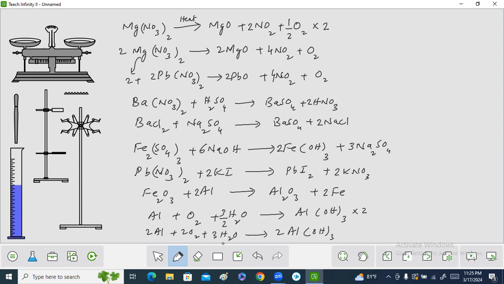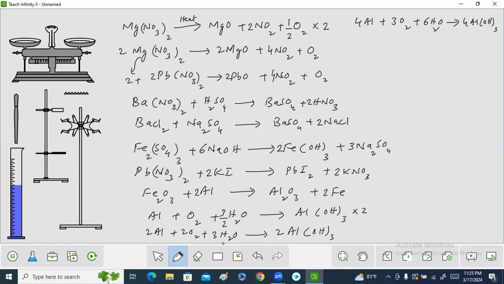So there are 6 oxygen on the other side. So we have to increase the number to balance this equation. If I increase the number like 4Al, then 3 oxygen and then 6 water, then I think this will be a balanced chemical equation. So you can increase the number to balance this equation. So 4Al plus 3 oxygen plus 6 water, you will get 4 aluminium hydroxide.